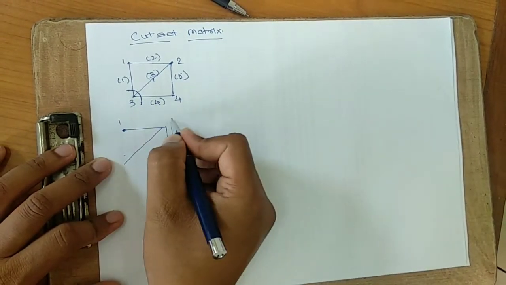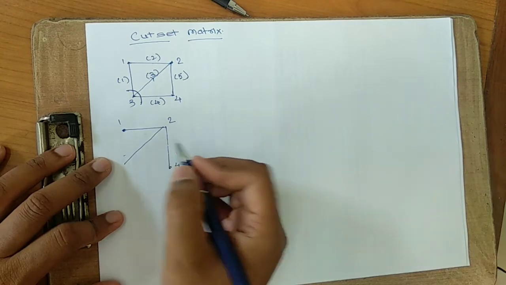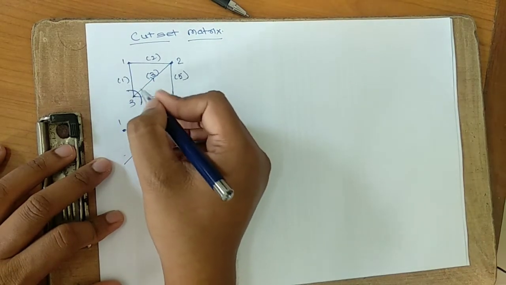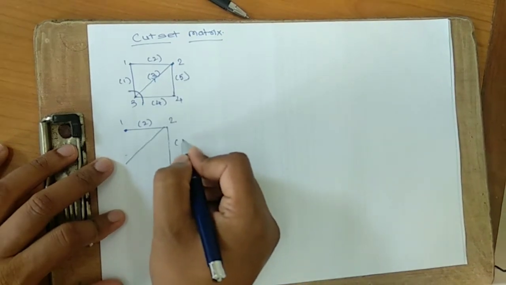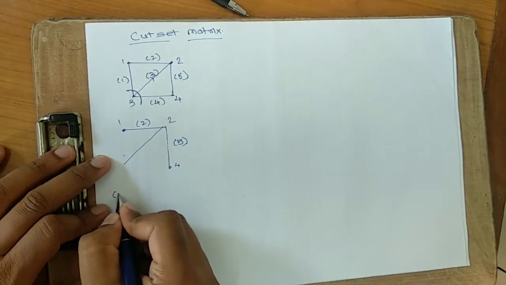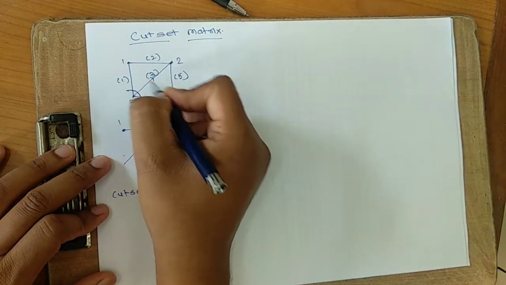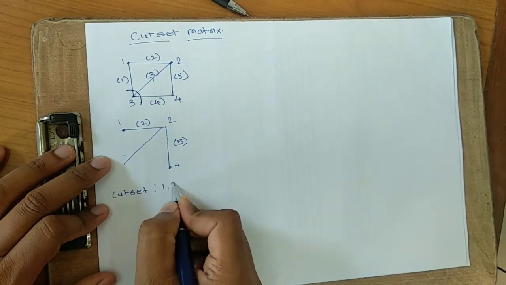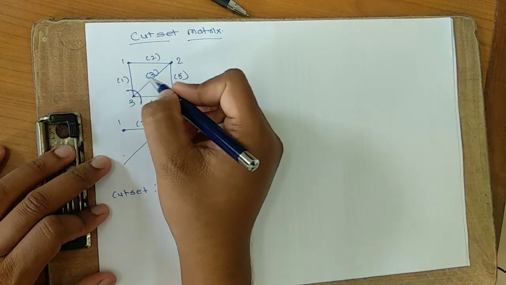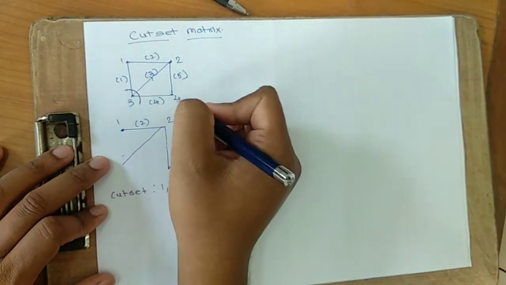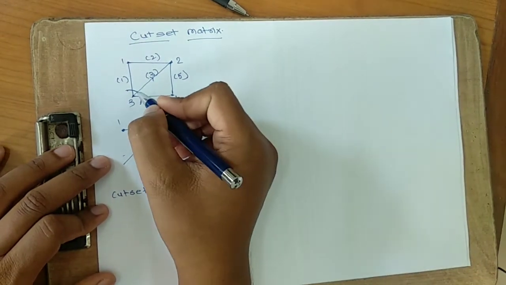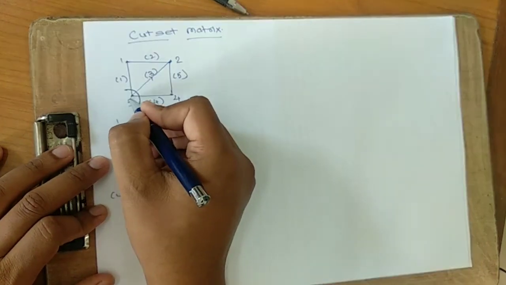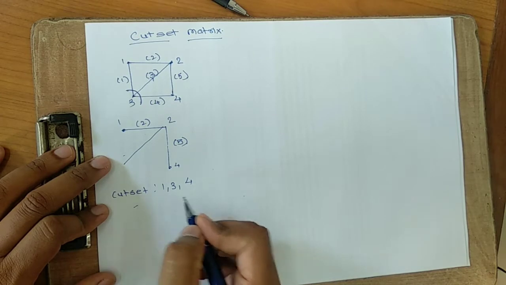So this is node number 1, 2 and 4. How many branches will remain? Only 2 branches will remain. Other branches will vanish because we are cutting those branches. That is the 5th branch. So what is the cut set? The cut set name is given by the number of branches. You can give the cut set the name 1, 3 and 4, because we are cutting these 3 branches and separating this node from the remaining nodes. That's why we give the cut set the name 1, 3, 4.